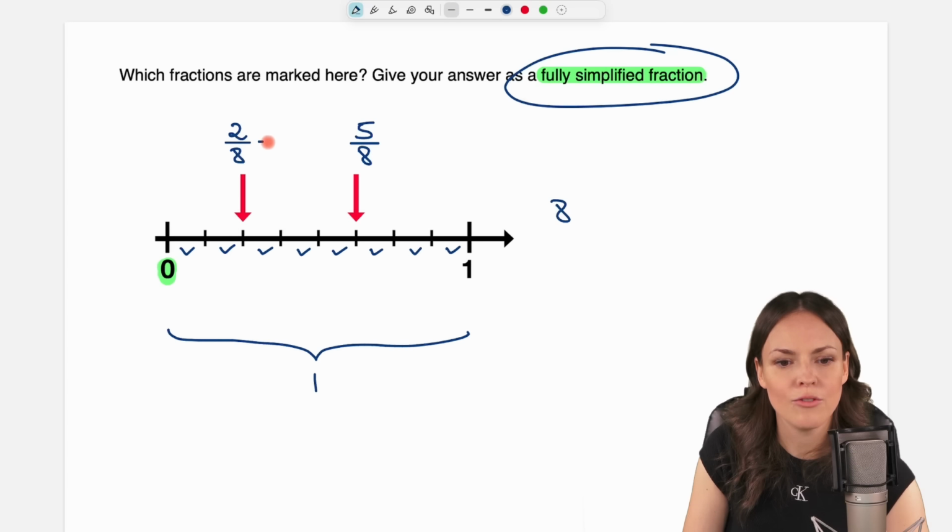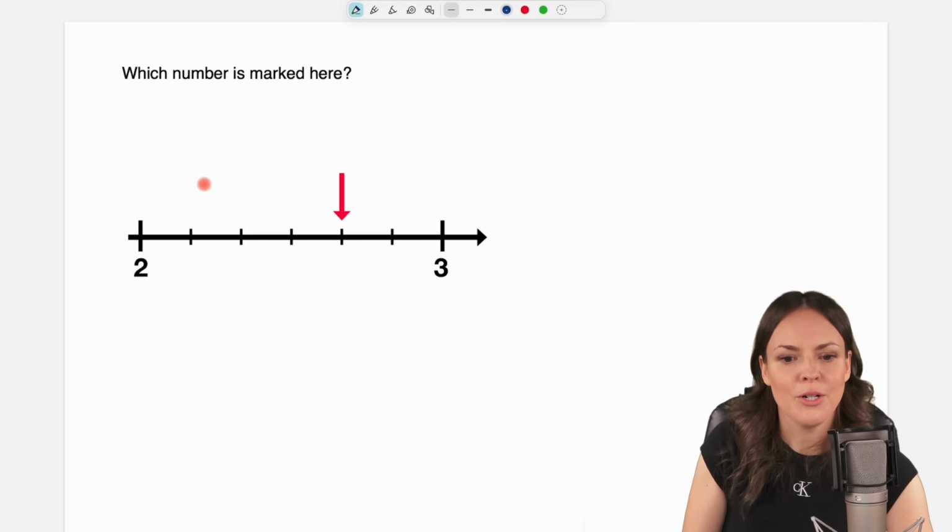So can we reduce this fraction here? Yes, because both numbers are even, so both are divisible by 2. 2 over 2 equals 1. 8 over 2 equals 4. So 1 over 4 is our fully simplified fraction at this point here. And the 5 over 8, we cannot reduce this any further, so this is the fully simplified fraction at this point here. Problem number 2.